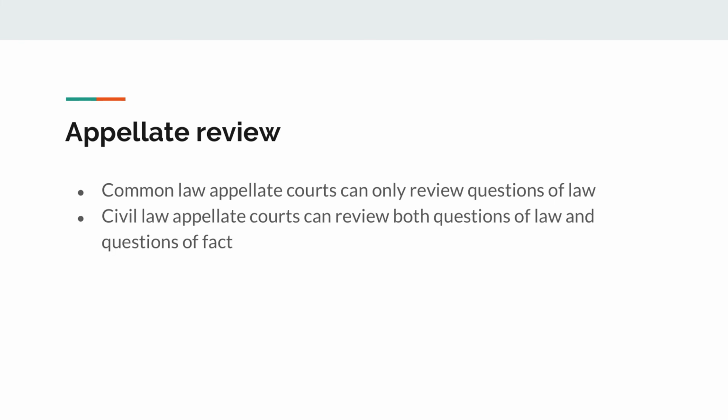Civil law appellate courts, on the other hand, can review both questions of law and questions of fact, meaning a civil law appeals court can go back and look at the evidence and decide that the underlying court got it wrong. So the analysis of civil law appellate courts can reach both procedural and substantive issues.